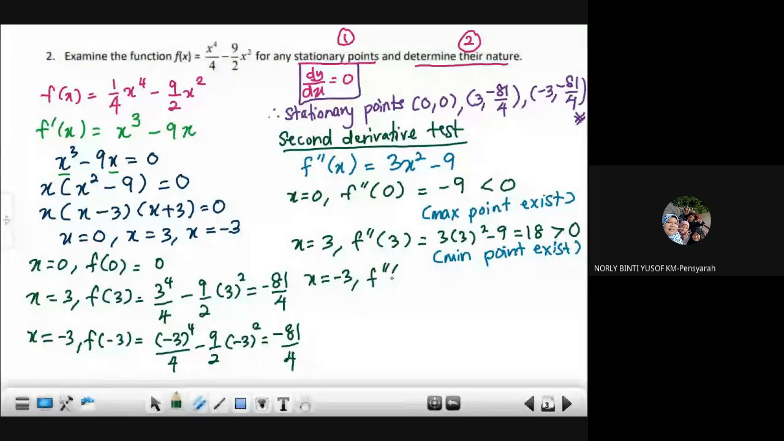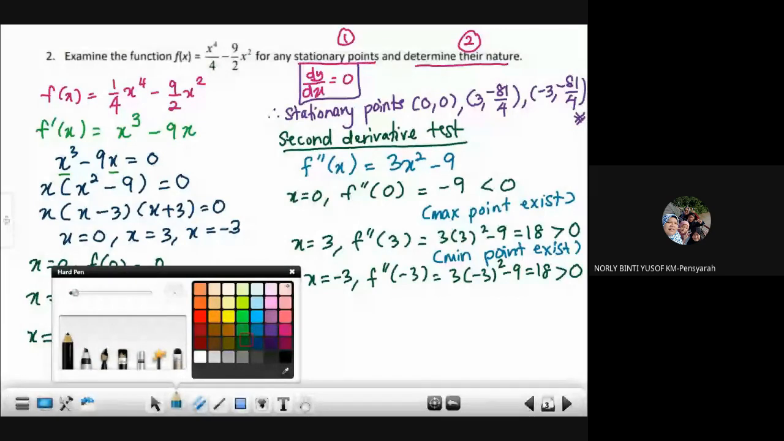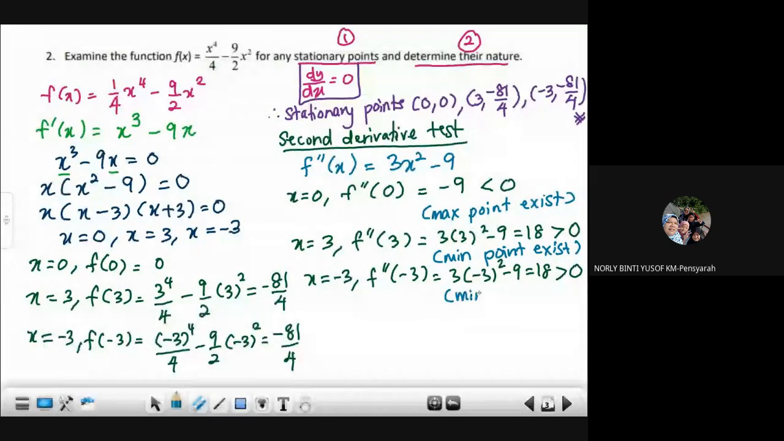So you will get the same value because the power is even for x squared. So the same thing, greater than 0, and the point is also a minimum point.